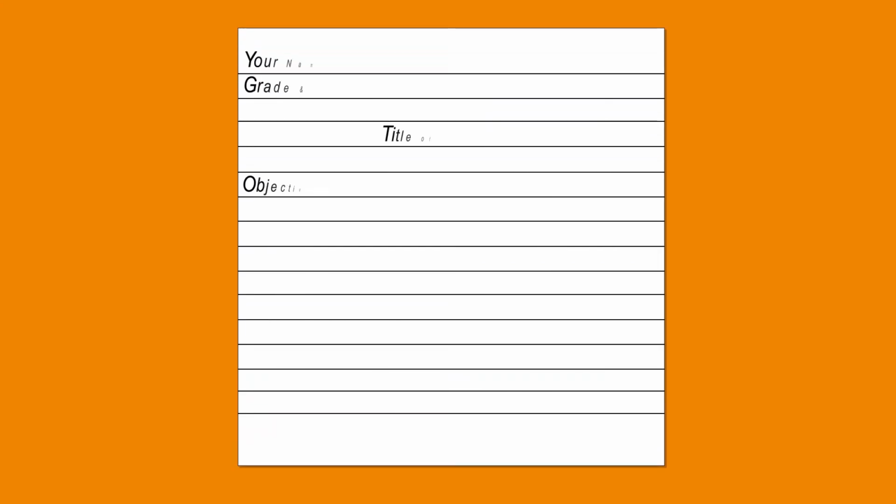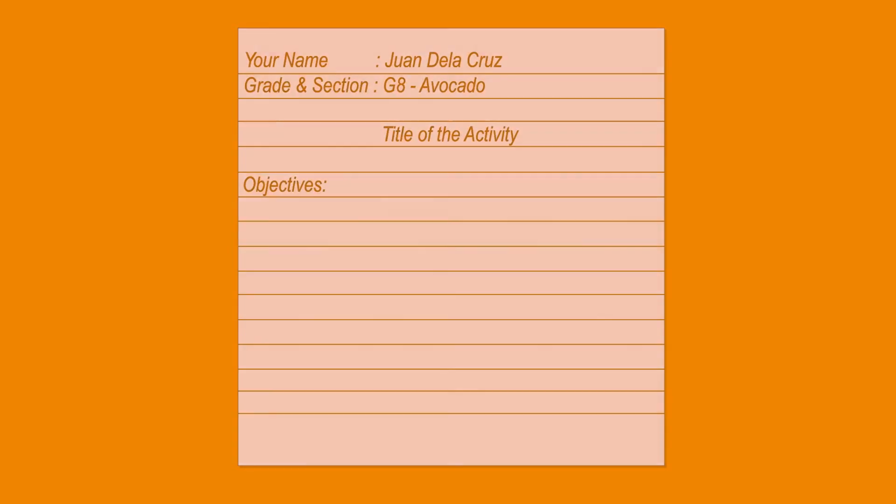This time, you are going to answer the questions of the activity. You may pause the video to copy the questions in your activity paper and answer them. Your activity paper must have your name, grade level and section, title of the activity, and objectives. Copy the questions and answer. Observe margin.